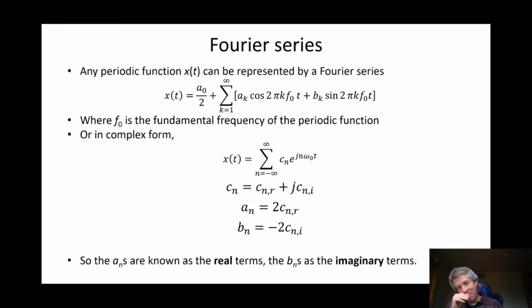And one of those key concepts is the idea that any periodic function can be represented as just a sum of cosine and sine waves, where they start at one fundamental frequency, the frequency of that periodic function, and include more cosine and sine waves at two times that frequency, three times that frequency, four times, and so on. And that's what's done here. The first term is a constant value. Essentially, it's like setting the frequency to zero.